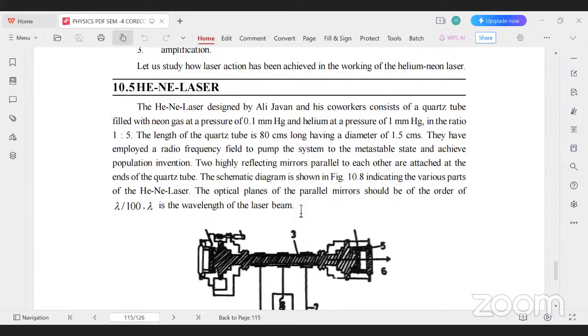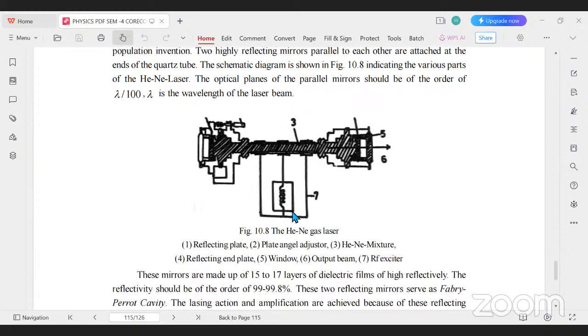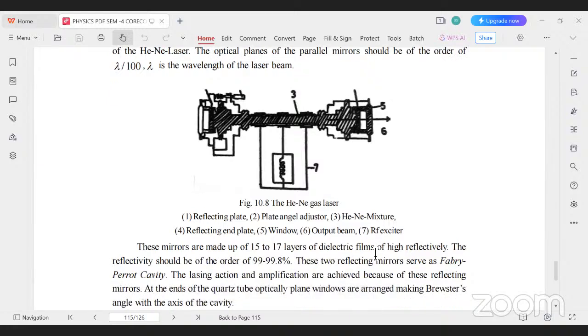This laser is now advanced, where laser treatments can be carried out continuously with biomedical instrumentation, and it keeps helping in calibration. There are two highly reflecting mirrors parallel to each other. This is the construction and working of the HeNe gas laser. Here the reflecting end plates are angle adjusted, and they help the laser to give an output.